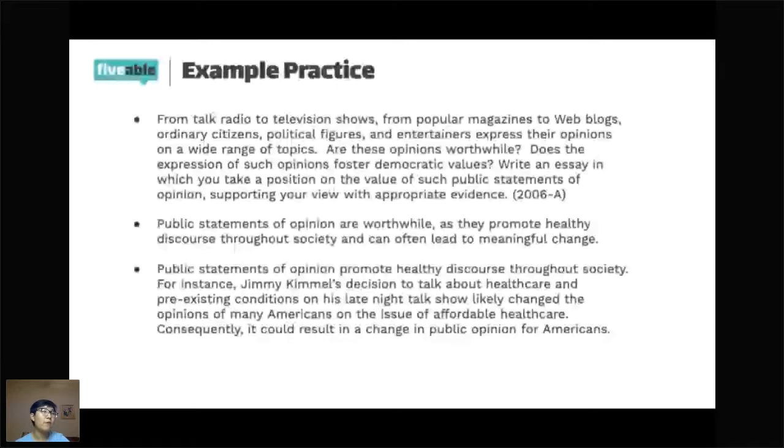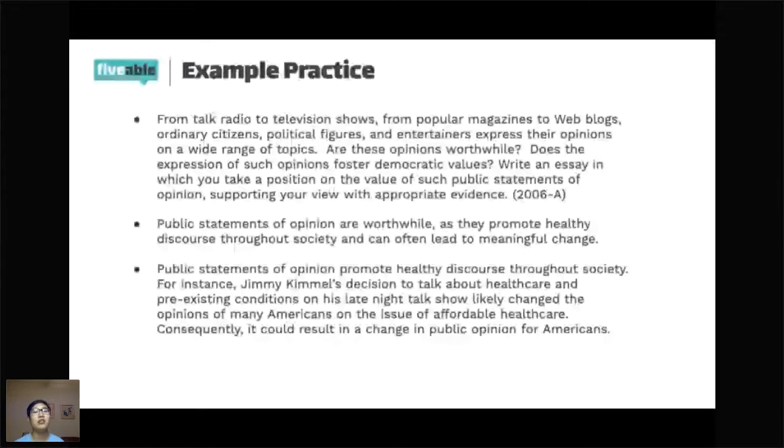So my first sentence, public statements of opinion promote healthy discourse throughout society, is my topic sentence. I'm kind of talking about my main argument. Then I move into my evidence and commentary, which in this case is Jimmy Kimmel's decision to talk about healthcare on his late night talk show. I would consider that pop culture evidence that you can cite. And then the last half of my second sentence and the last sentence are commentary.